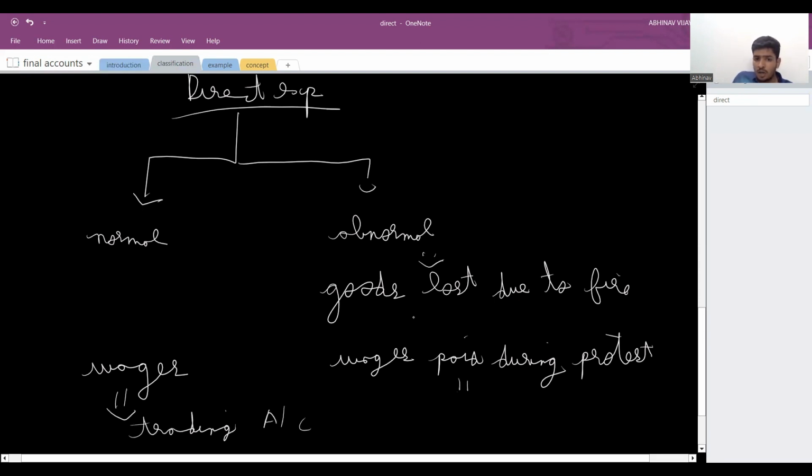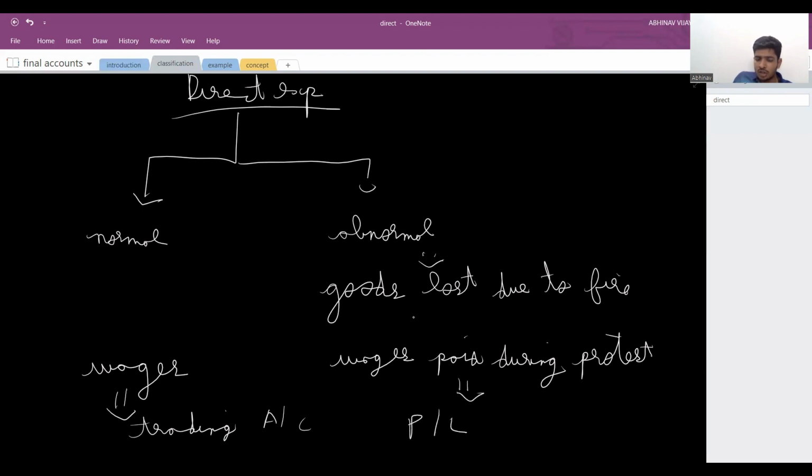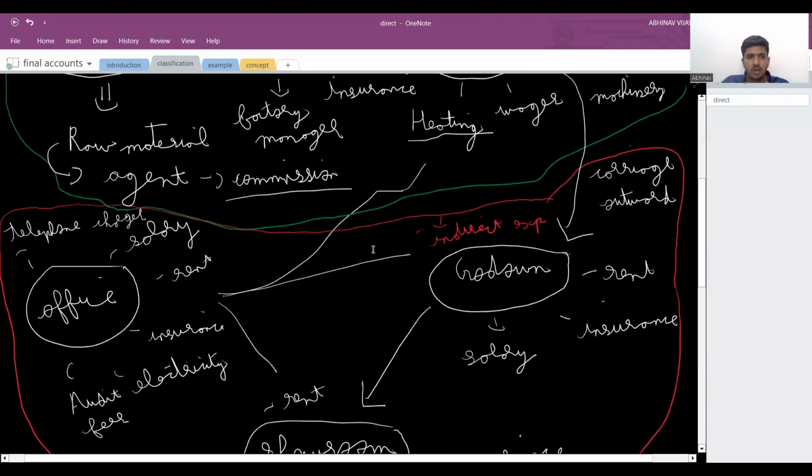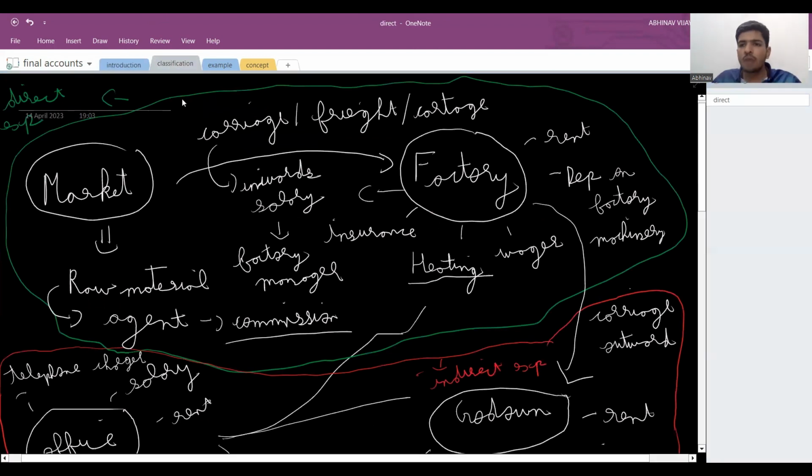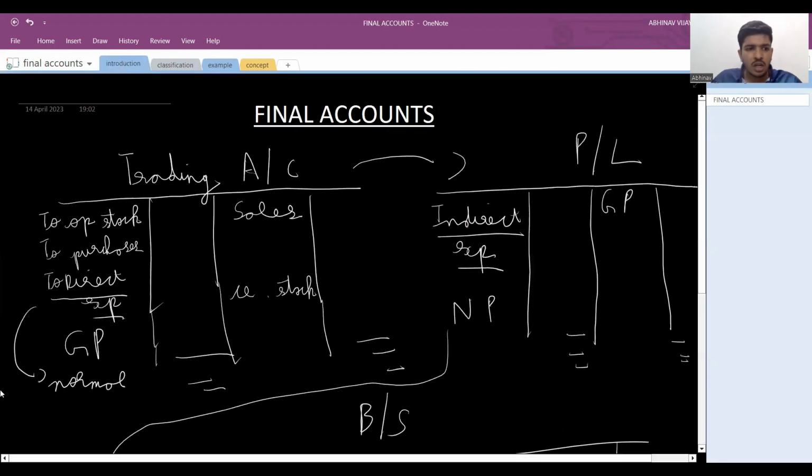And all abnormal direct expenses come in your profit and loss account. Now, here you write normal. Now it's simple. All direct expenses, that is all normal direct expenses, will come in your trading account. All abnormal direct expenses will come in your profit and loss account.